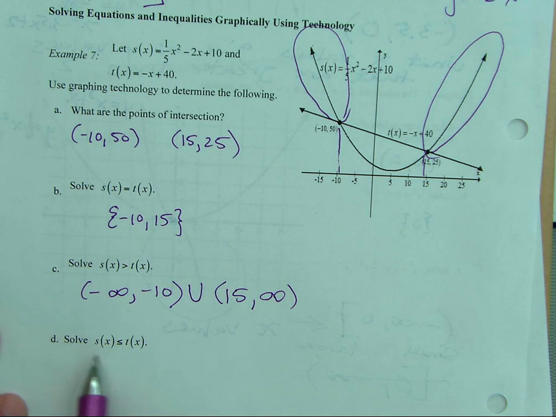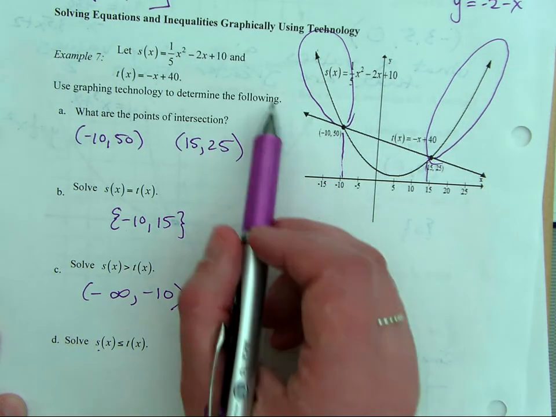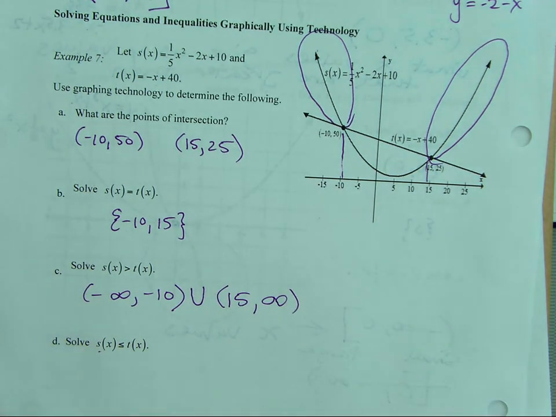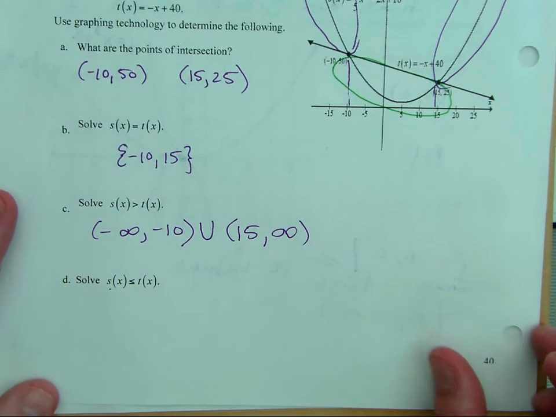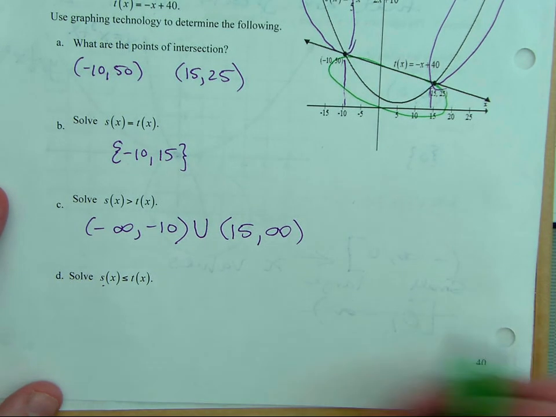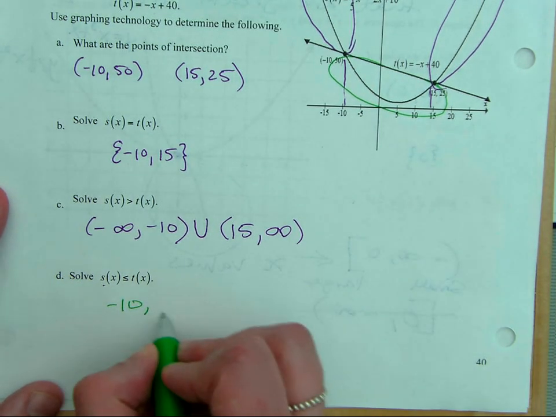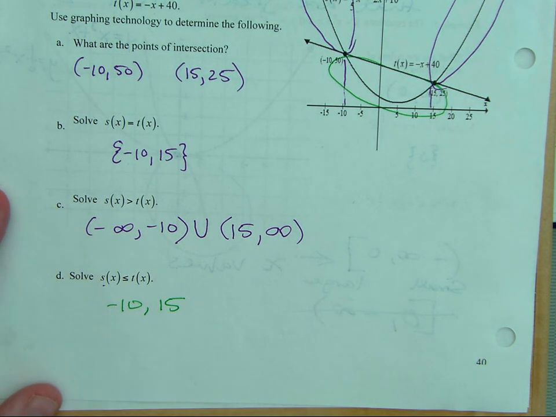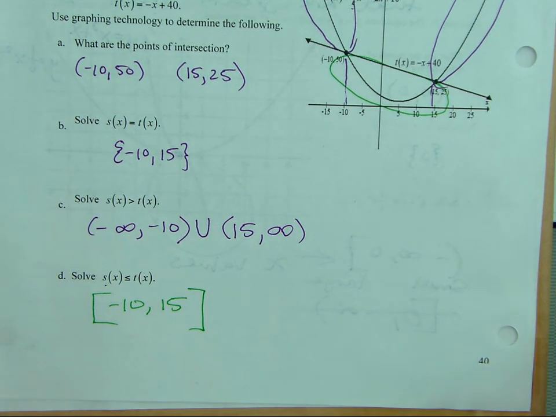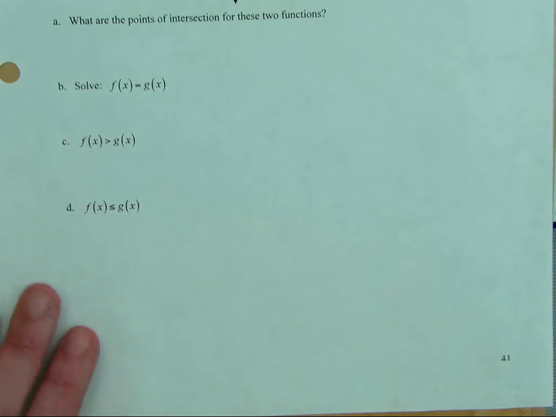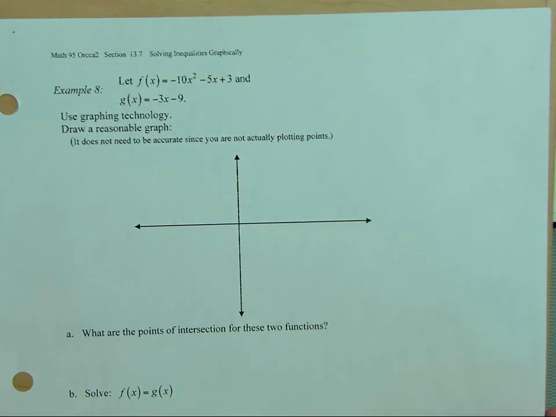Okay, and now here this is saying, when is s of x less than or equal to t of x? So since this is s of x, here's t of x. Our less than area is underneath the line, is when s of x is less than or equal to t of x. So what's that interval? Negative 10 to 15. And should I just write it like that? Oh, with brackets. Why brackets? Yes, less than or equal to, so we're including those endpoints. Any questions about that?